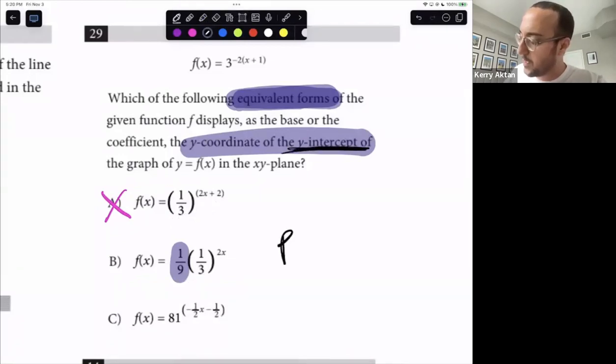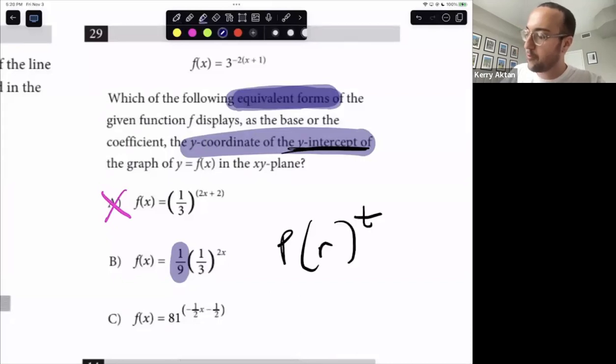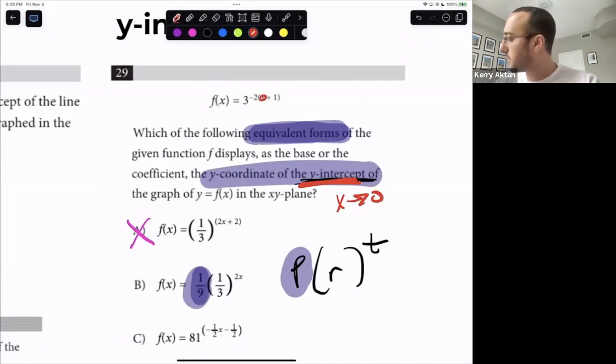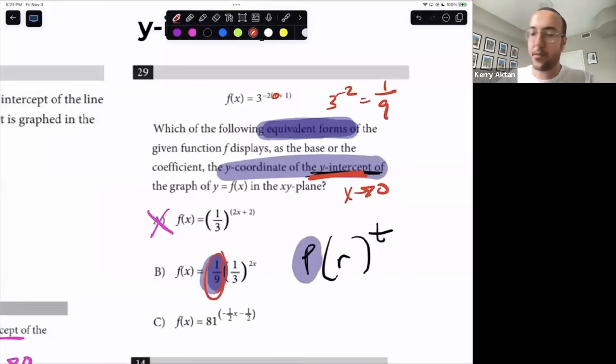But which one of them shows the y-intercept? Going back to what we said, P times R to the T. The principal, the initial, was 1/9, because if you plugged in 0, remember, how do you find a y-intercept? You set the x to 0. If you plug in 0 here, 3 to the negative 2. What is 3 to the negative 2? Keep in mind, this was calculator section. I probably could have told you that. But even without a calculator, we know that that's 1/9. Which one of these answer choices displays 1/9? B. If I didn't do a good job explaining that, please let me know. But I'm going to move on.